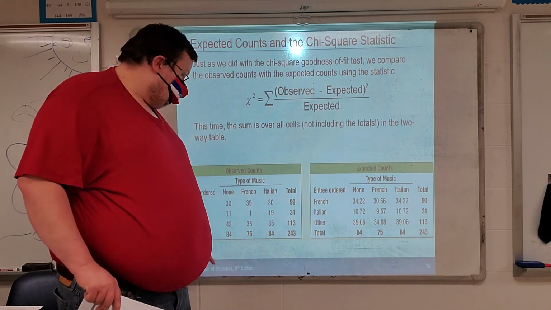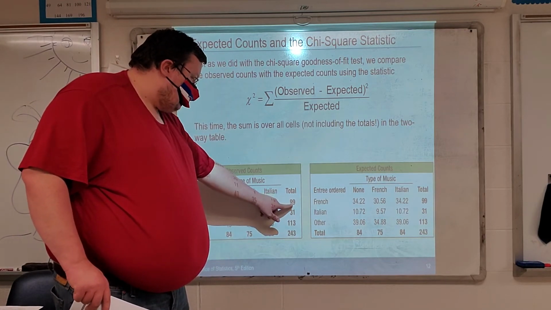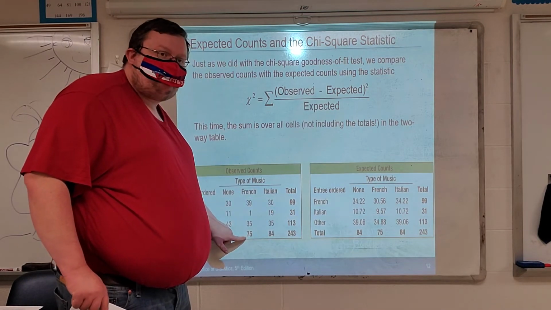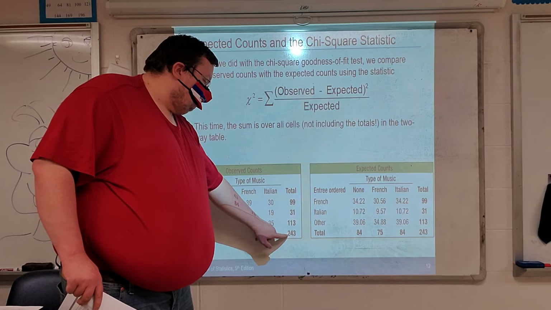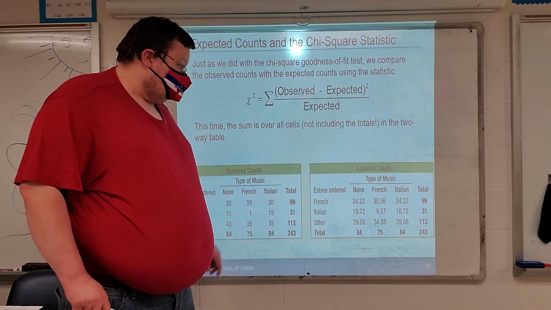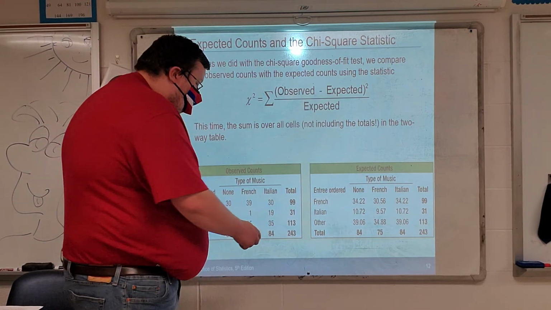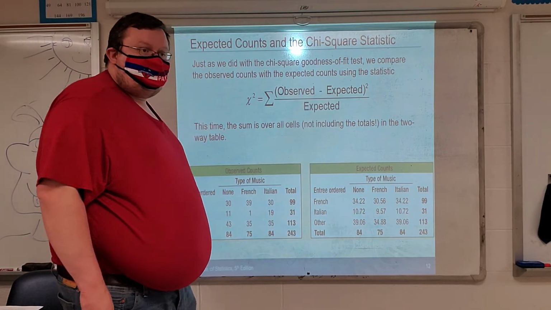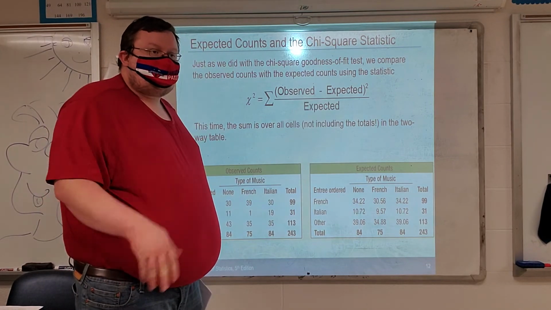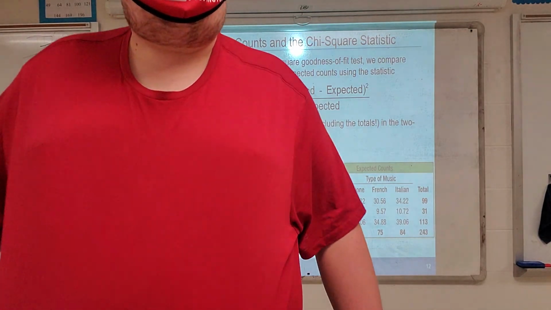Check that real quick. For this element right here, row total's 99, column total's 75, multiply 99 times 75, and divide it by the table total of 243. Did you get 30.56? I got 30.5555556, which would round up to 30.56. Did you get that, John? Yep. The same thing? Okay.